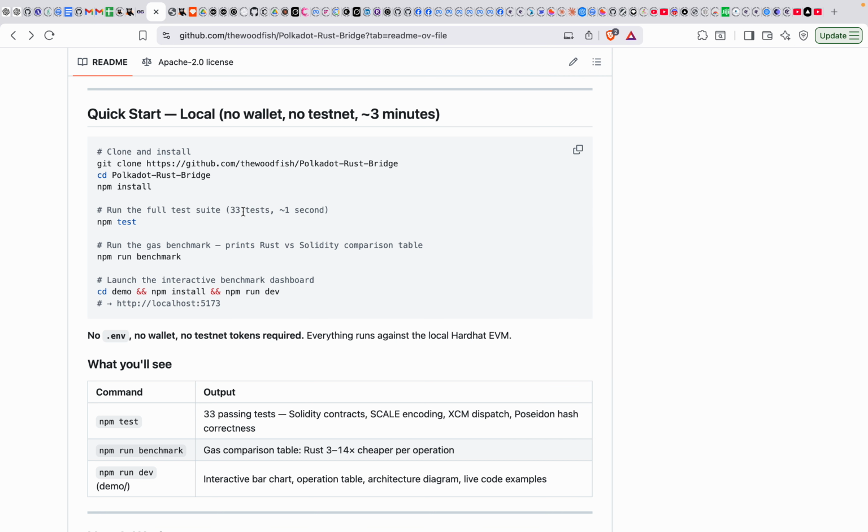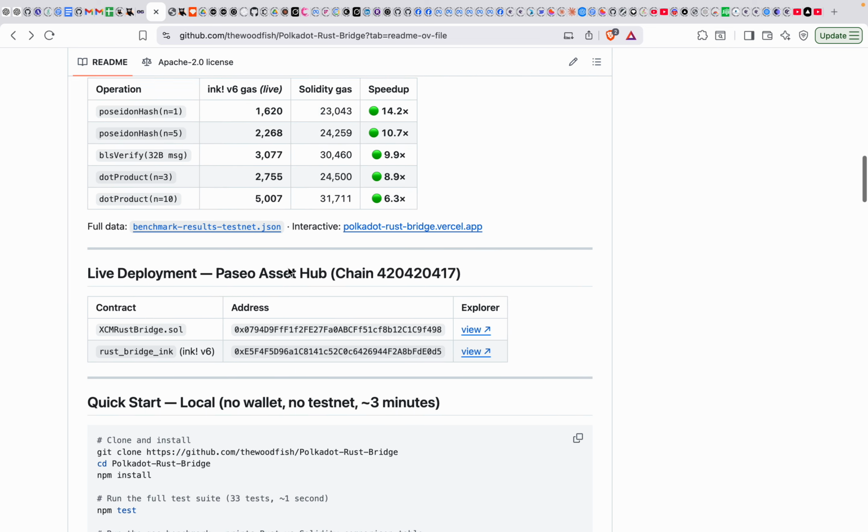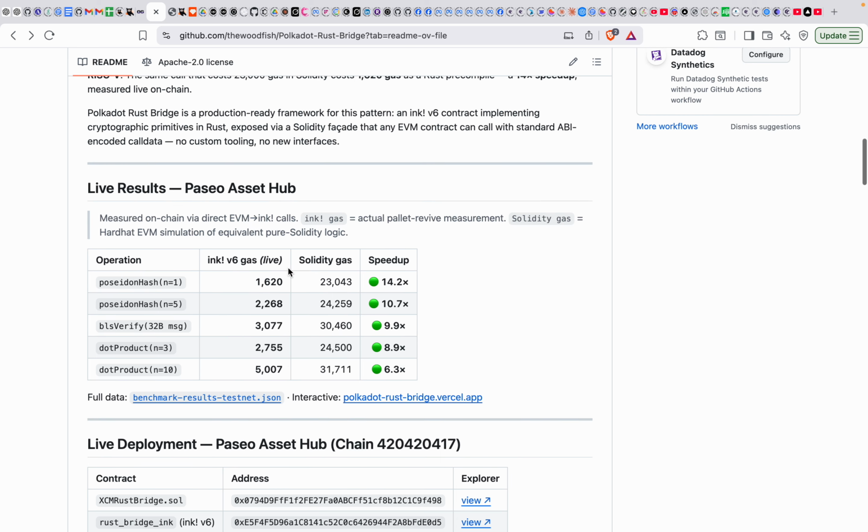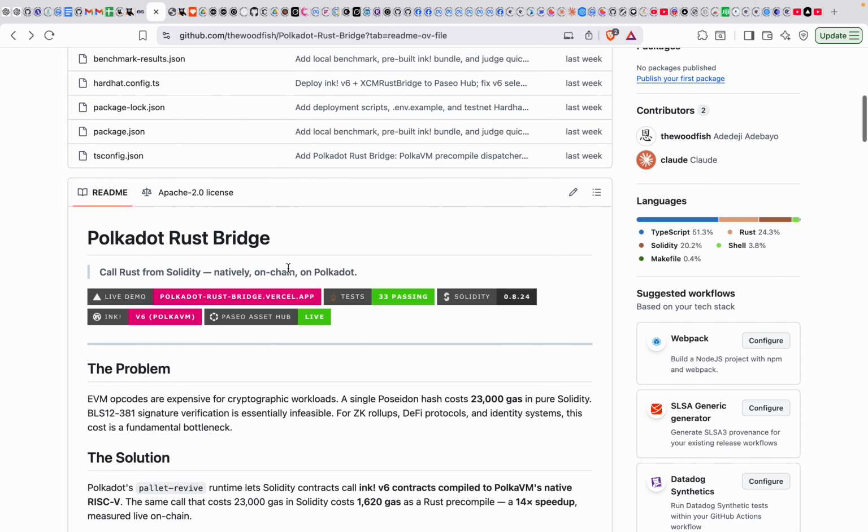So Polkadot's multi-VM architecture means you do not have to choose between EVM compatibility and compute efficiency. The Polkadot Rust Bridge is the pattern that connects them.